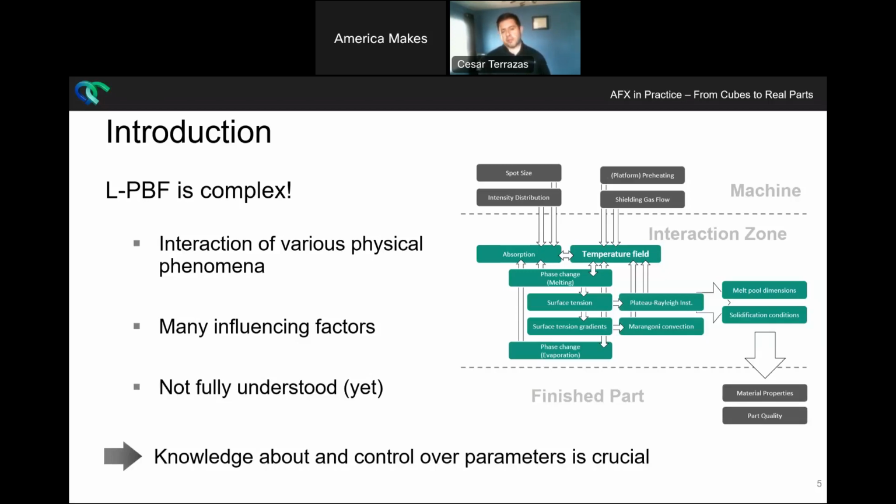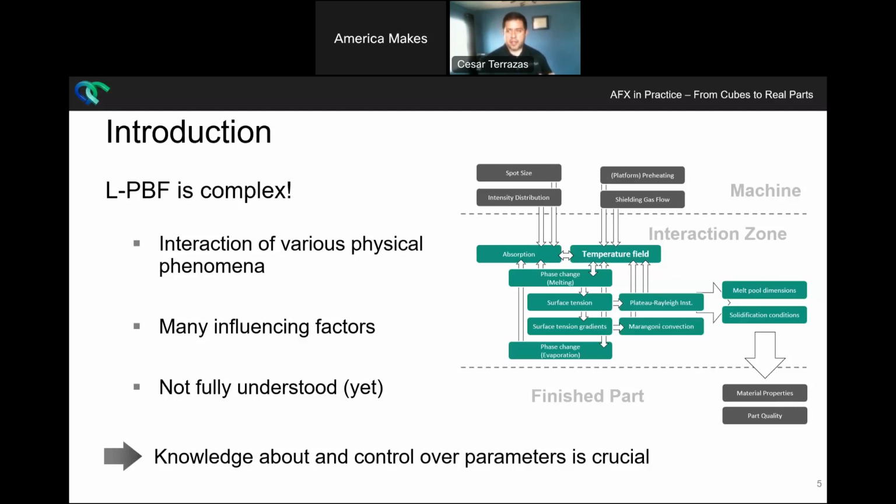Most people attending this webinar are probably familiar with the fact that this is a very complex process, with multiple phenomena occurring because of the interaction of this heat source with the melt pool. During that interaction, you see multiple phenomena that include a temperature field or temperature gradient. You see absorption of the energy from the laser, phase changes. The melt pool is being affected, and all these things contribute in the end to the finished part.